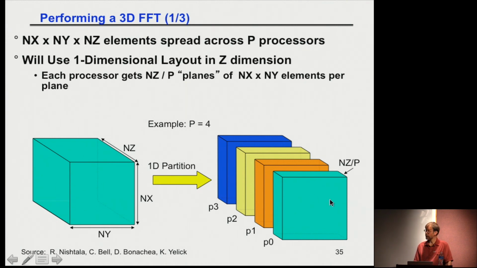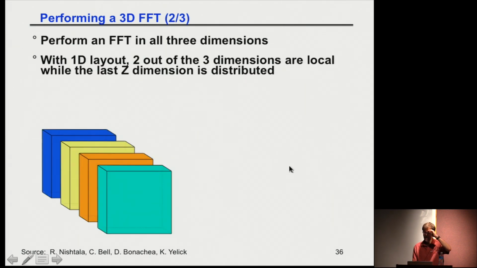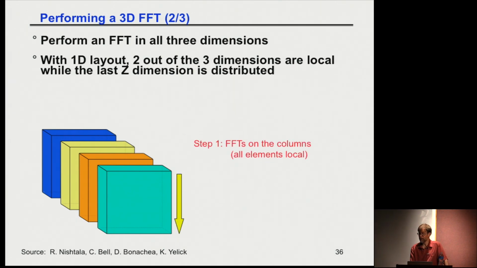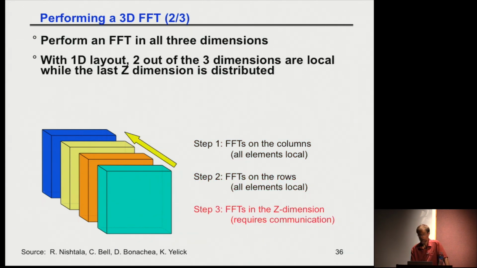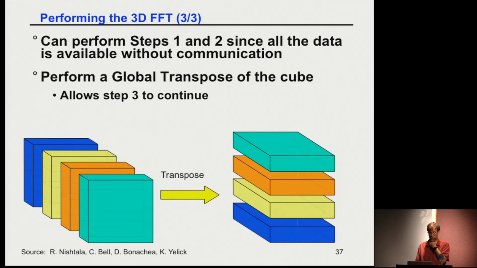So what can I do in parallel with no communication? I can do all the FFTs in that direction. I can do all the FFTs in that direction. But now I have to communicate to do the FFTs in the z direction. So I'm going to start by doing all the FFTs locally in that direction, no communication, then the FFTs in that direction. And then I have to communicate to make it work in that direction. So let me show you the simplest way to get the transpose to work.